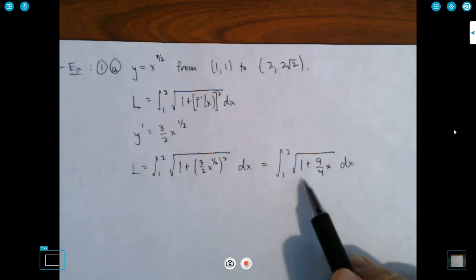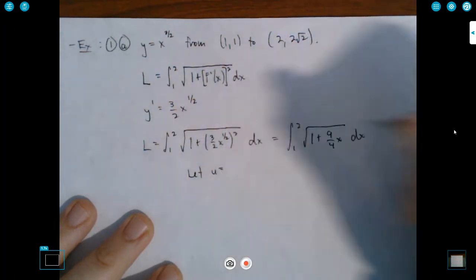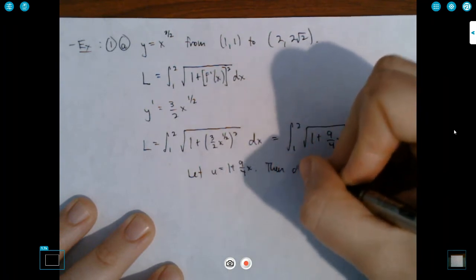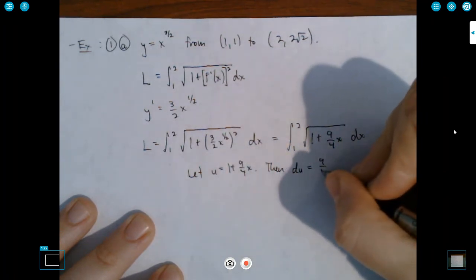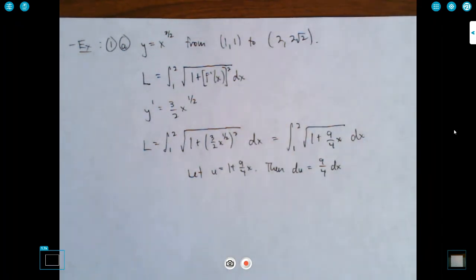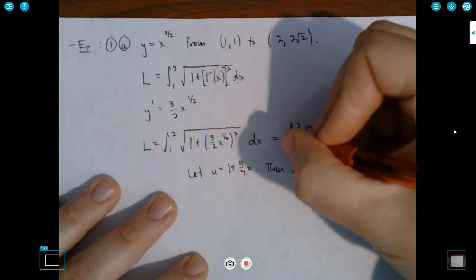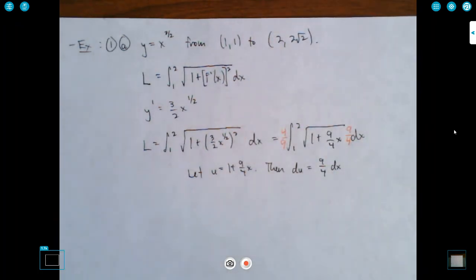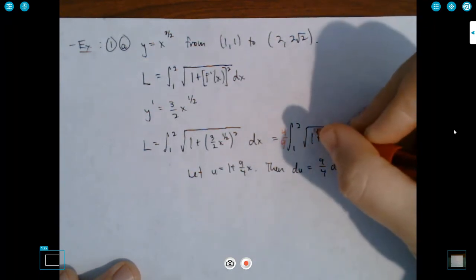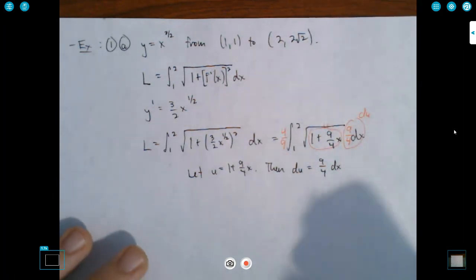Okay. I'm going to do a u substitution to make this a little easier. So let's let u equal 1 plus 9/4 x. Right? And then du would be 9/4 dx. So I can put a 9/4 here on the dx, as long as I offset it with a 4/9 out there. And then this thing will become du. And this thing will just become u.